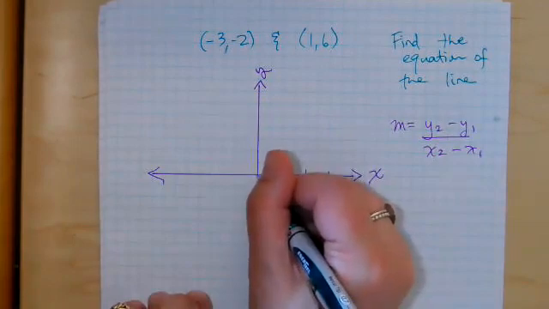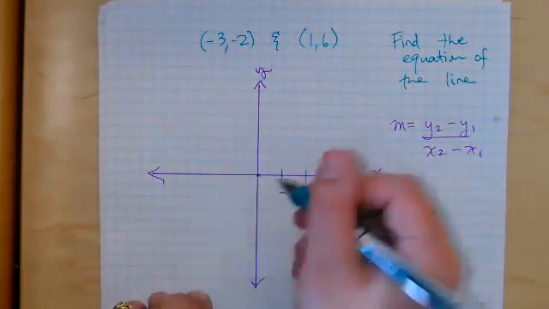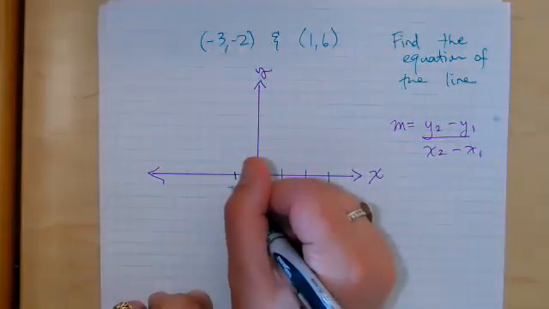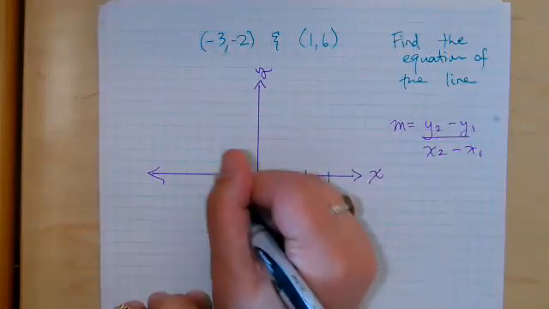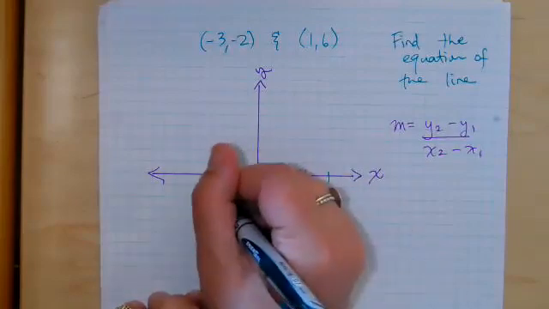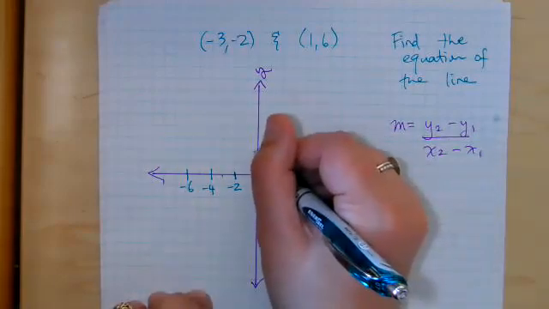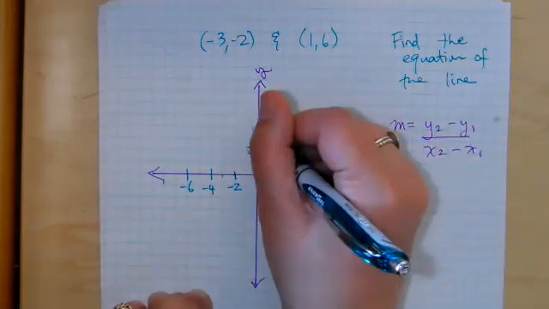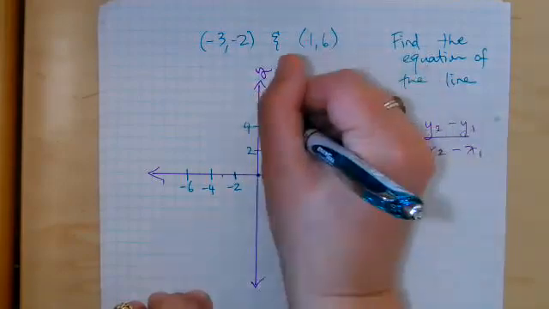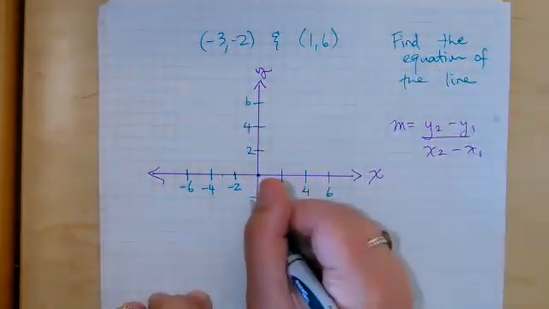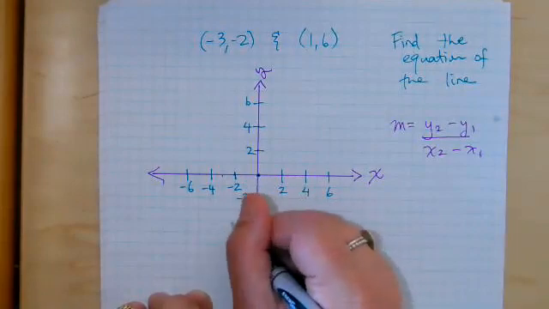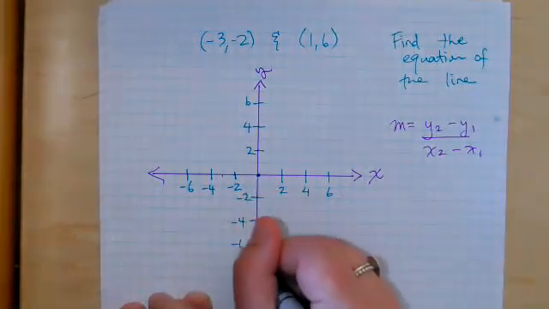Over here, remember, I'm going to skip 0. That's the origin. Over here, I have -2, -3, -4. So I'm only labeling every other line, -6. Over here, I have up 2, up 4, up 6, down -2, -4, -6.